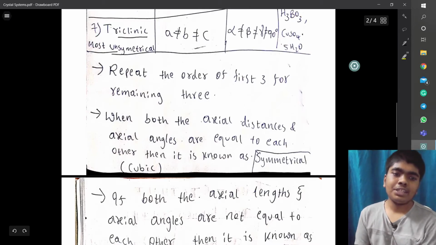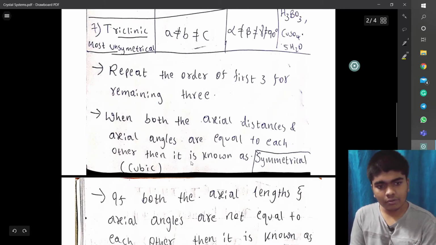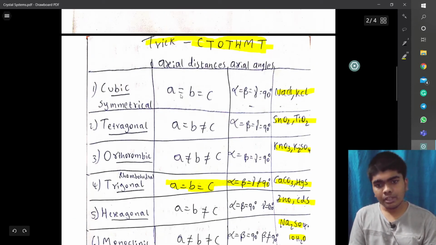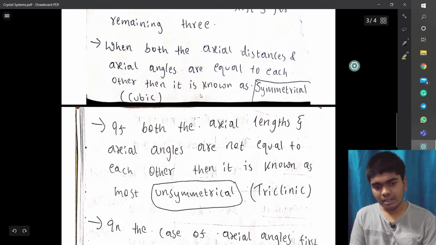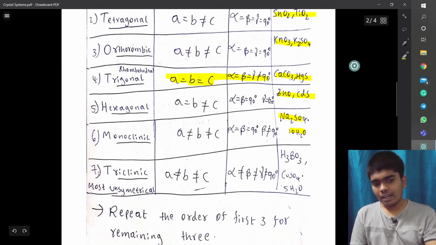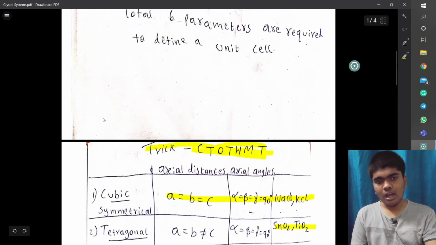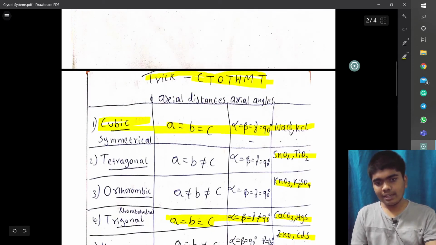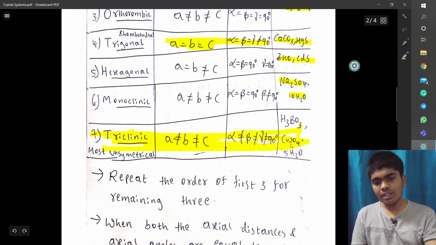When both the axial distances and axial angles are equal to each other, then it is known as symmetrical. Symmetrical is nothing but cubic. And if both the axial lengths and axial angles are not equal to each other, then it is known as unsymmetric. That is triclinic. So these two are the landmarks. You need to remember these two: triclinic and cubic. Cubic is everything equal, triclinic is everything not equal.